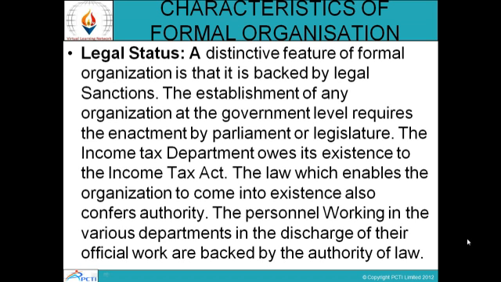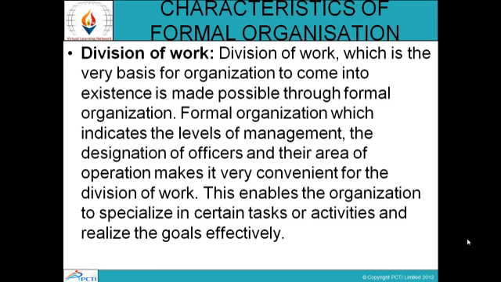They bring out the proper working of the organization, and at the same time they follow all legal formalities and legal activity done in the organization, and the authorities which are performed in the organization. So personnel working in the various departments in the discharge of their official work are backed by the authority of law. That means there is always a certain kind of authority which is formed, bringing out the proper working in the organization. Division of work.